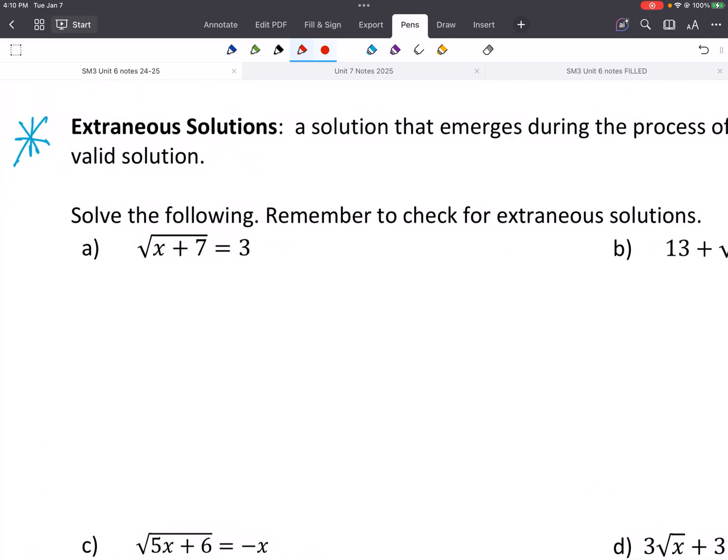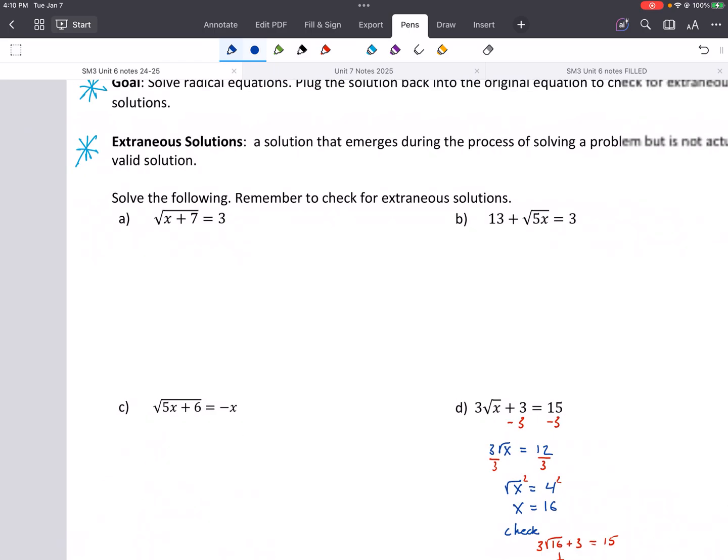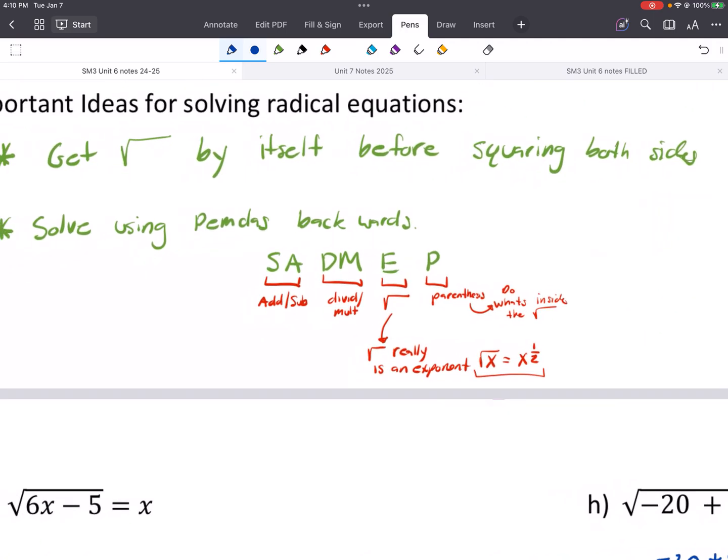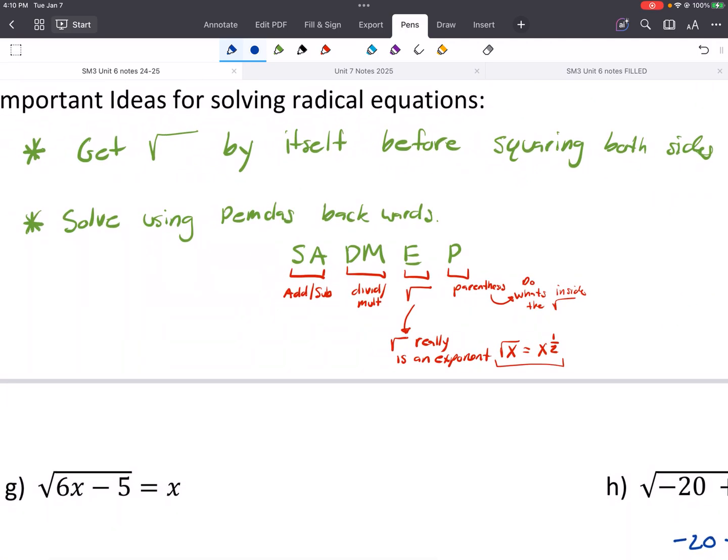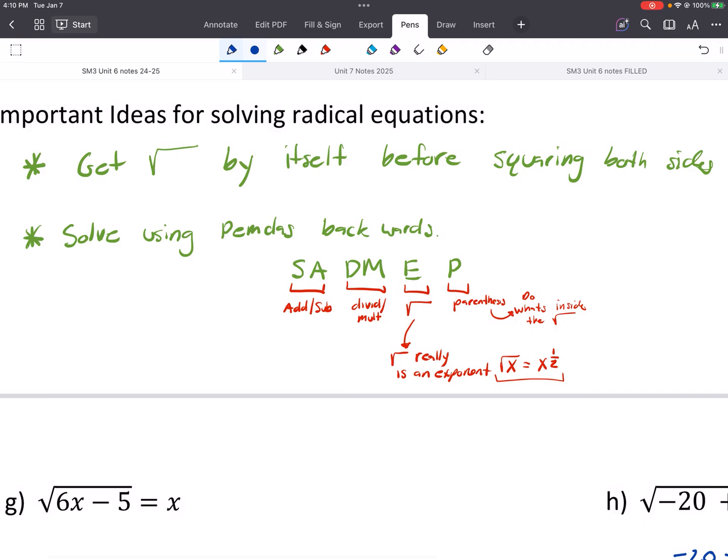Okay, so when we solve, again, it's the same solving that we've maybe done before, years past. We're basically doing PEMDAS, but going backwards. So I'm going to kind of go up to this part and talk about it here. Our main idea is we want to get the square roots kind of by themselves, then we can square both sides. I think a better way to think of this is just doing PEMDAS backwards. That's what we do when we solve.